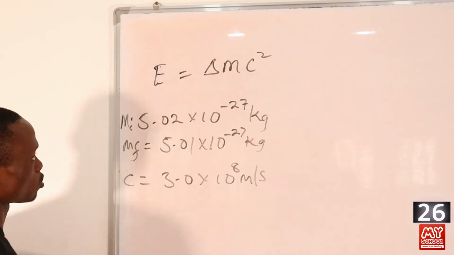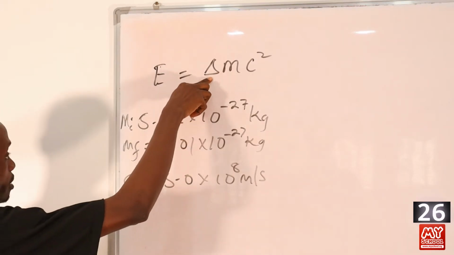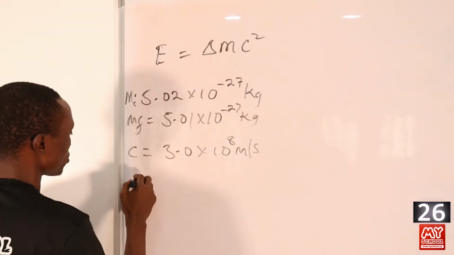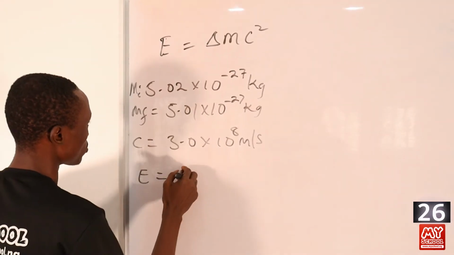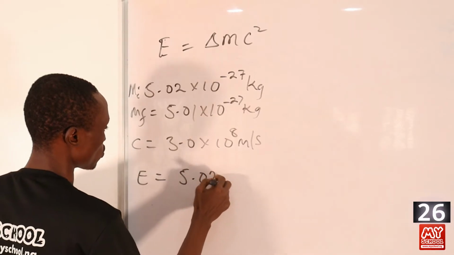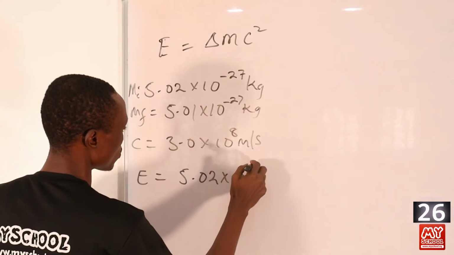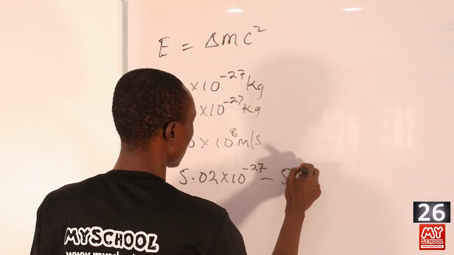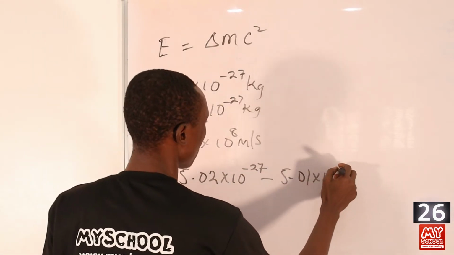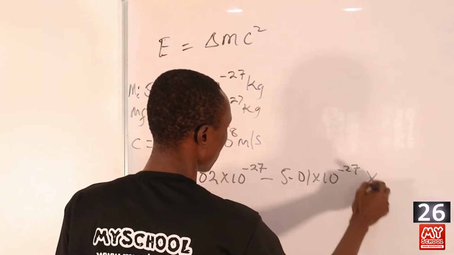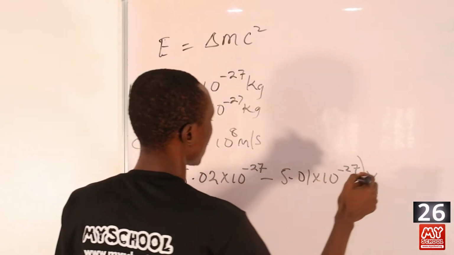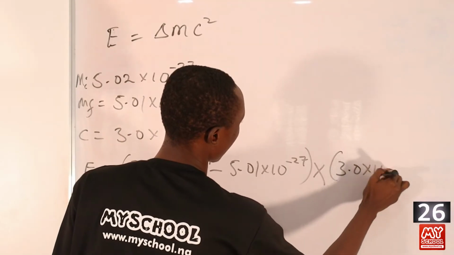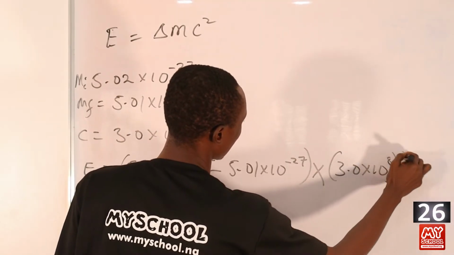So let us substitute. Of course, remember that delta stands for change. So E will be equal to change in mass, which is 5.02 times 10 raised to power minus 27, minus 5.01 times 10 raised to power minus 27, times, let's put this in brackets, 3.0 times 10 raised to power 8, in brackets, squared.